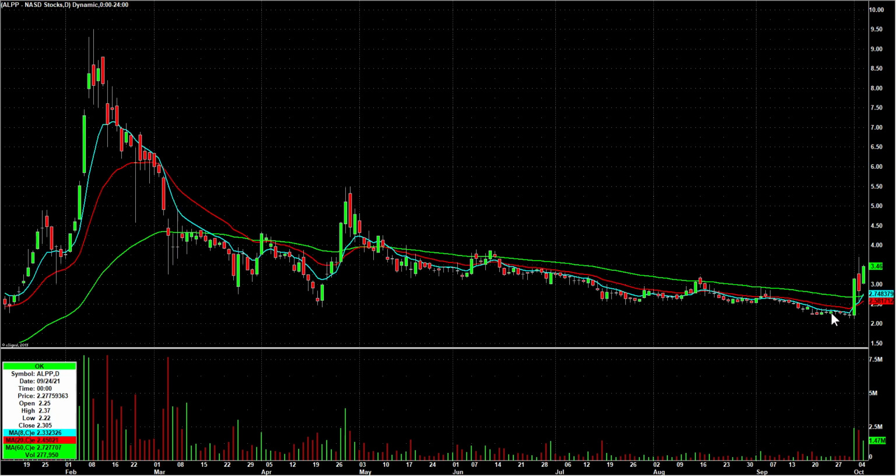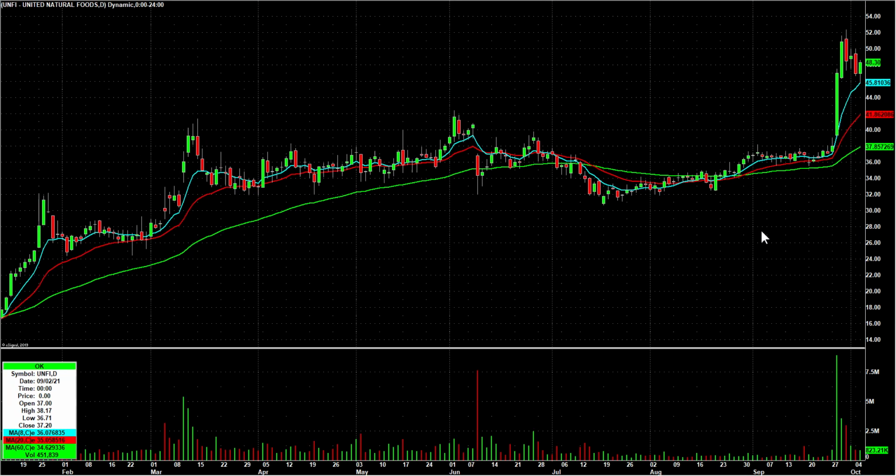ALPP had a pop and then gapped up and then kind of a shooting star look, and next thing you know, it's right back up. So I kind of like the looks of this one for a potential long. We'll see. UNFI, nice run, kind of flagging here. Put in a green day today. We're going to see if that continues higher.